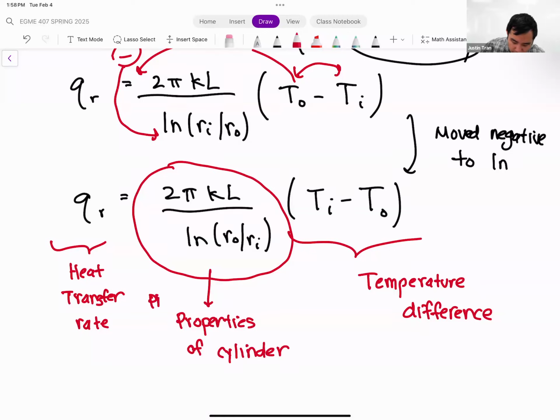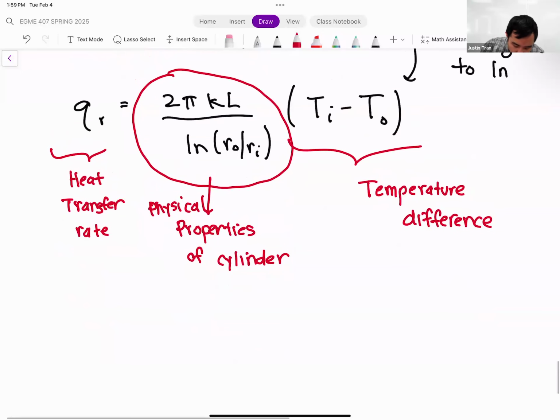I should say physical properties of the cylinder. And the thing with physical properties is that they're all constants, right? So everything in that circle term are all constants. If you think back to the last thing that we covered right before we jumped into cylindrical coordinates, this looks a lot like a resistance equation, right?